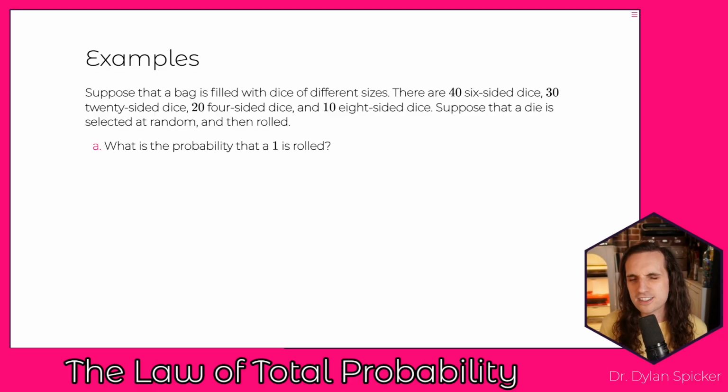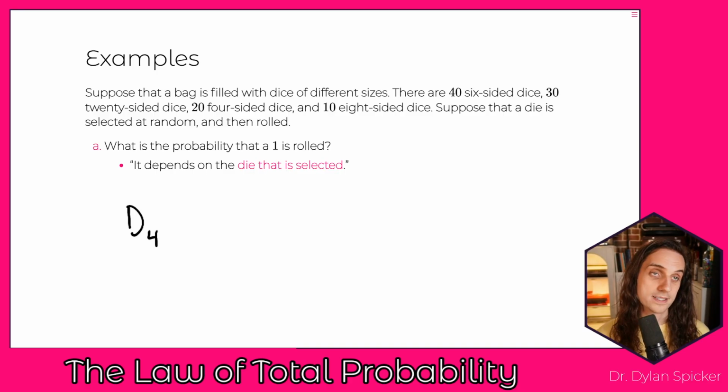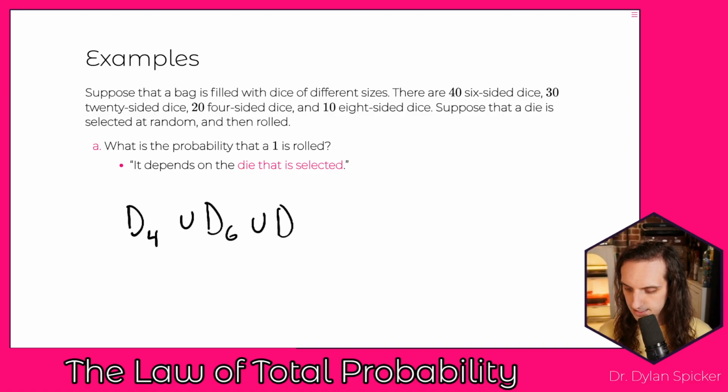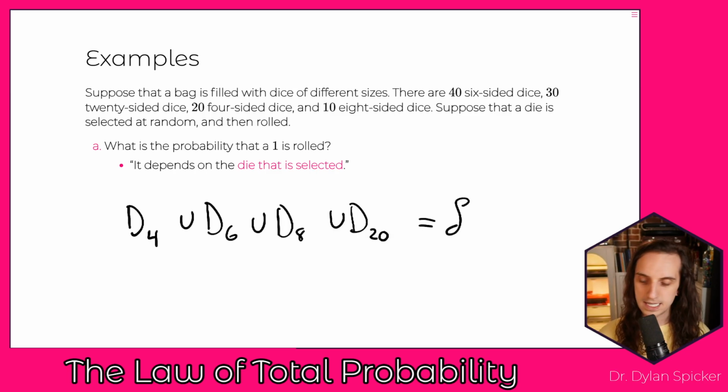And as soon as you have that thought, you should be thinking the law of total probability is relevant here. It depends on what die is selected. And so how can we use the law of total probability in this way? Well, what we can notice is that if we use, say, D4 to mean that we selected the 4-sided die, D6 as the 6-sided, D8 as the 8-sided, and D20 as the 20-sided die, if we take the union of all of this, this gives us our sample space, and all of these are mutually exclusive with one another. And so these form a partition.